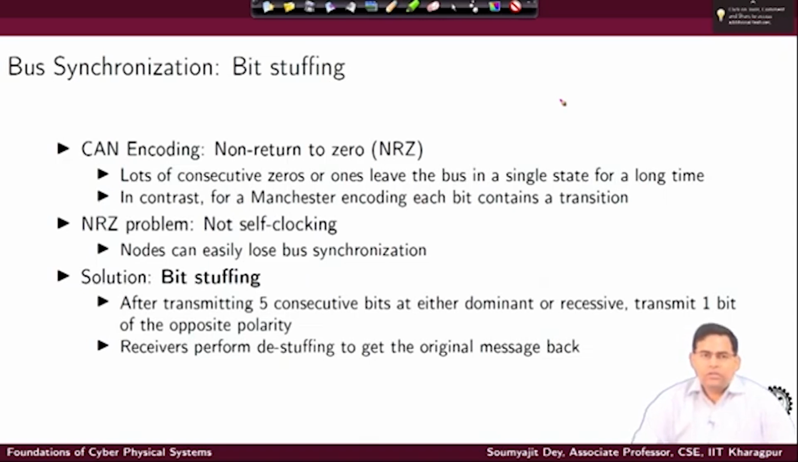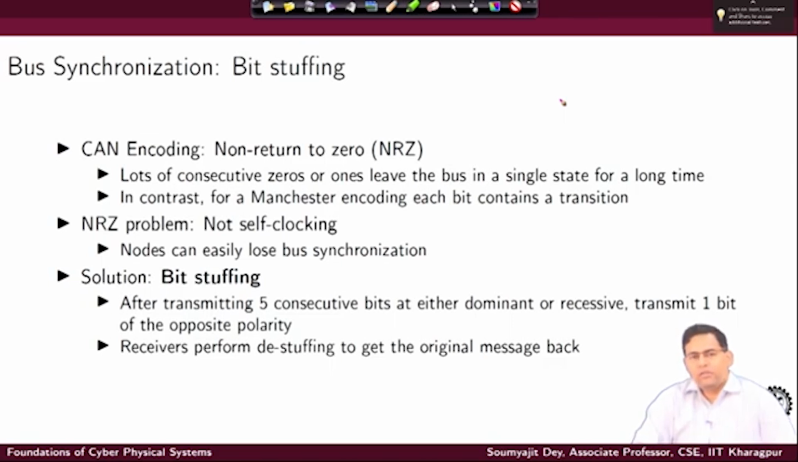So what is the solution? The solution is that it is not continuously enforced that I am always a 1. The rule says that if you have 5 consecutive bits which are either dominant or recessive, you must have 1 bit in between of the opposite polarity. This is known as the bit stuffing rule. That bit doesn't have any related information.